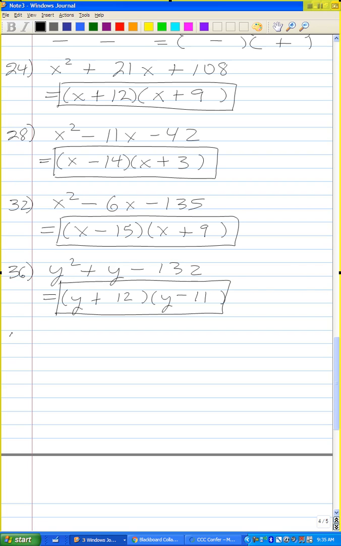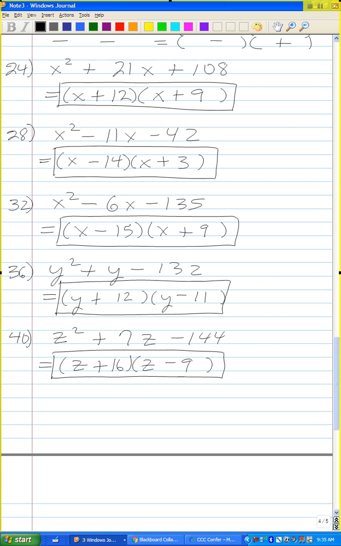Let me do problem number 40. Z squared plus 7z minus 144. Again, these are all monic polynomials, so factoring these is quite nice. Drop down the plus times minus is minus. I want to find two whole numbers whose product is 144 and whose difference is 7: 16 and 9. And put the larger factor 16 first.